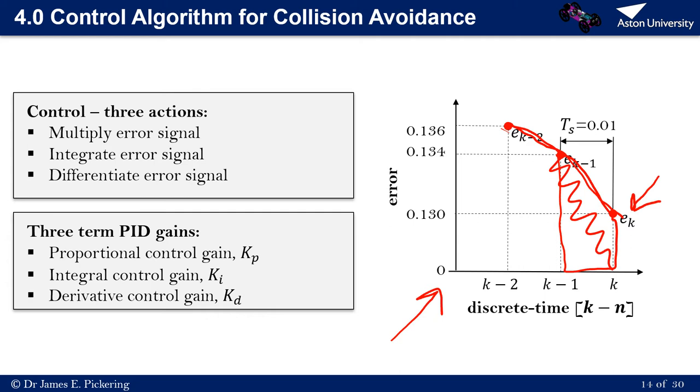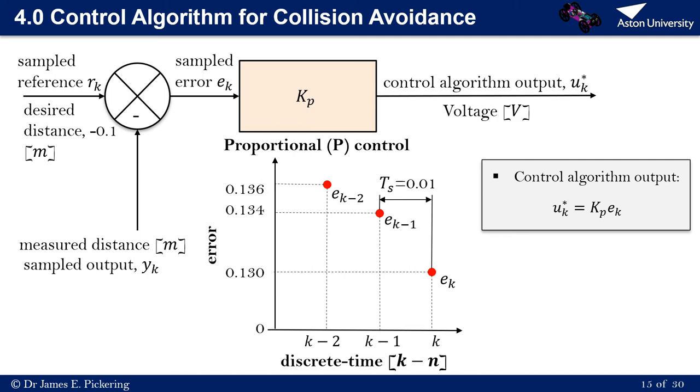These three actions correspond to PID gains. Multiplying the error signal corresponds to the proportional control gain. If we integrate the error signal, which is the area, we multiply that by the integral control gain. And to differentiate the error signal, we introduce the derivative control gain, K subscript D. This is going to make more sense as we go through the coming slides. For now, just be aware there are three actions we can take on that error signal to give us system performance, in terms of the car stopping at the position we want, using potentially these three control methods. The first control method we're going to look at is proportional control.